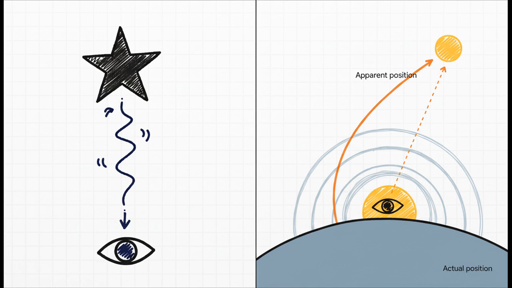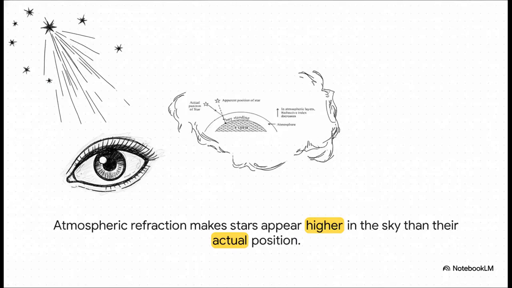But planets don't twinkle, do they? That's because they are much closer to us and appear as larger sources of light. This same atmospheric refraction also makes the sun appear to rise about 2 minutes early and set about 2 minutes late. As you can see in this diagram, when starlight enters our atmosphere, it continuously bends towards us. Because of this, the apparent position of the star, where we think it is, is actually slightly higher in the sky than its true position. And this constant bending is what we see as twinkling.